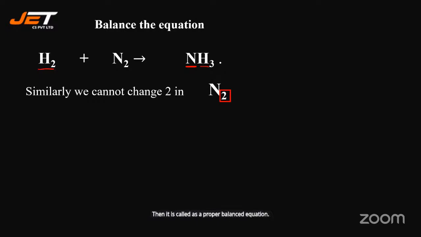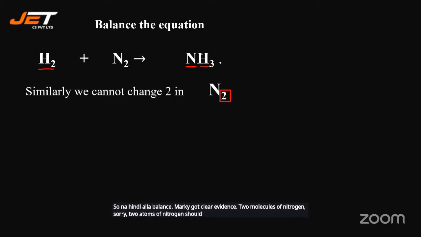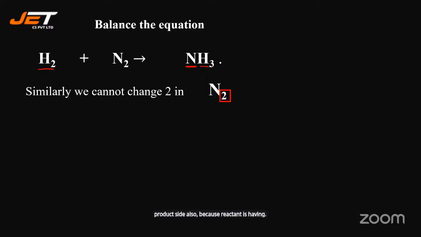సో నేను దీన్ని ఎలా బ్యాలెన్స్ చేయగలను? మనకి ఇక్కడ క్లియర్ ఎవిడెంట్ గా కనిపించేది నైట్రోజన్. 2 atoms of nitrogen should definitely be there in the product side also, because reactant is having 2 atoms of nitrogen. So ఇక్కడ నేను whole అమోనియాకి into 2 multiply చేశాను అనుకుందాం. If I am multiplying the whole ammonia with number 2, now nitrogen quotient is matching for me. The number of nitrogens in the reactant is equal to the number of nitrogens in the product.